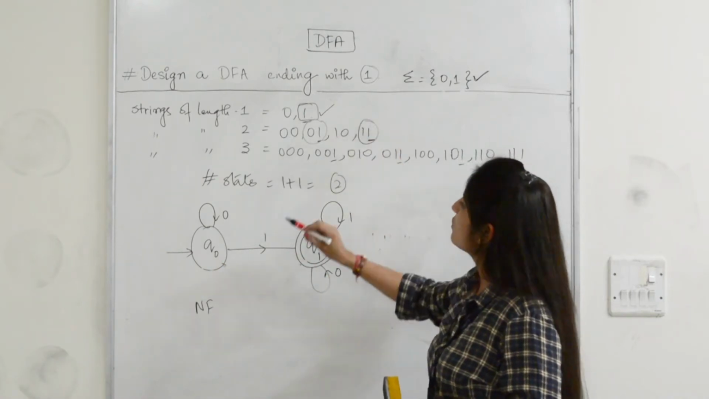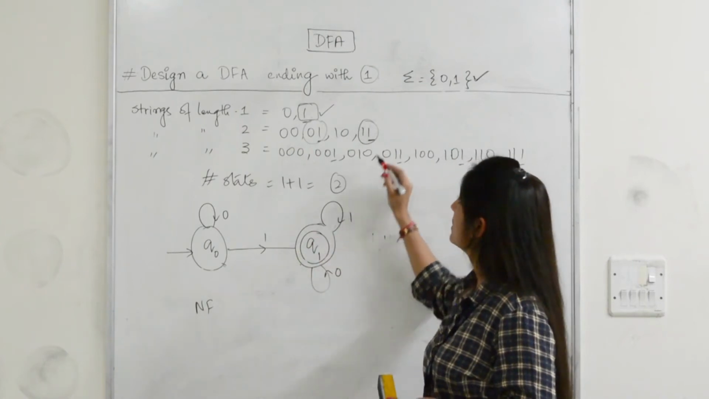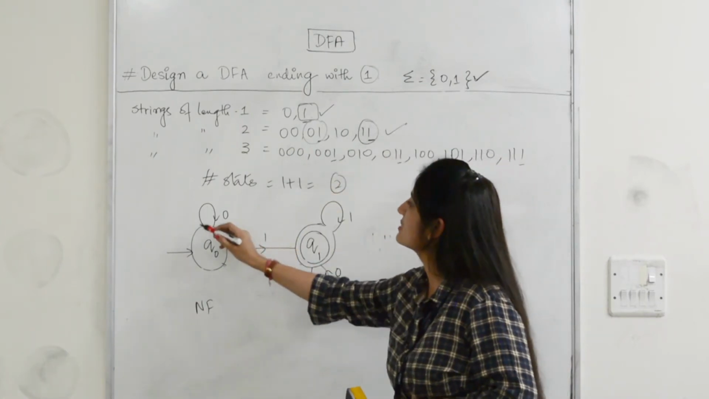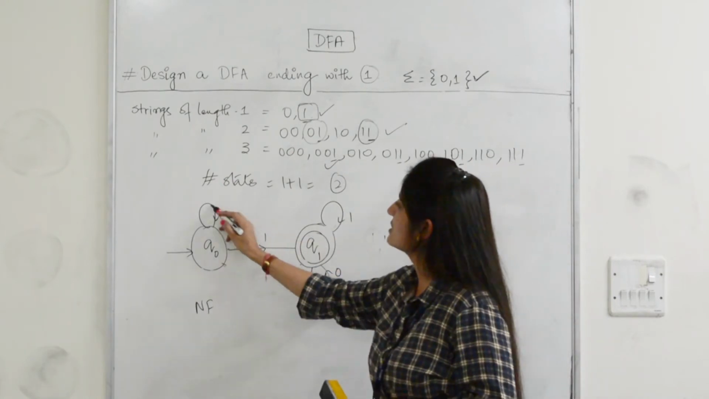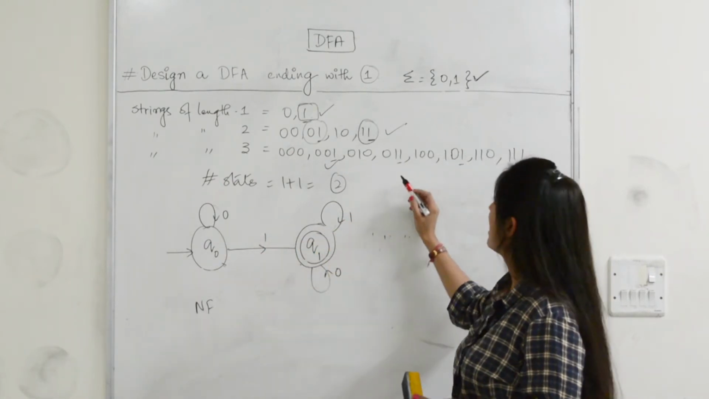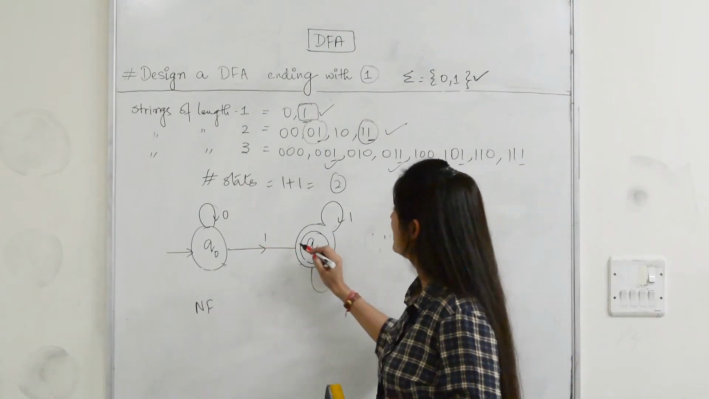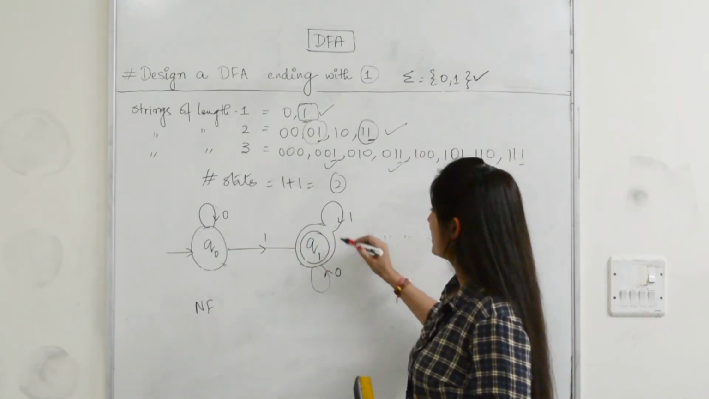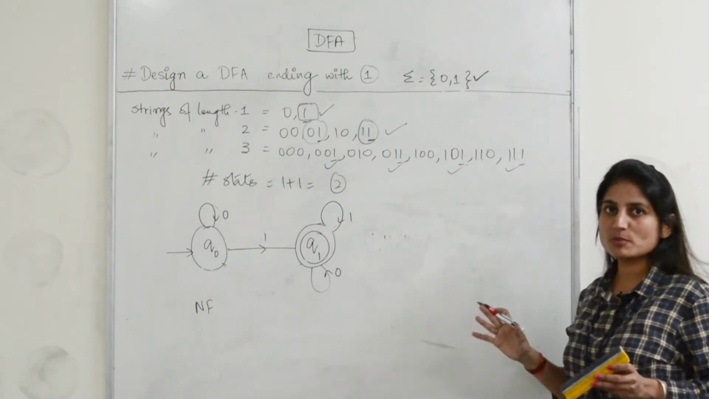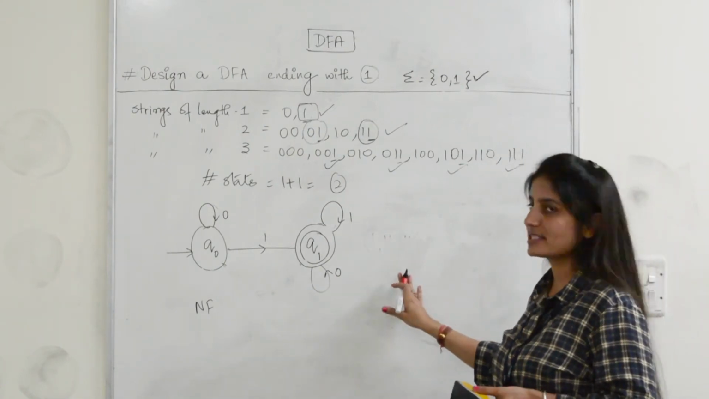Now 1, 1, accepted. 0, 0, 1, accepted. 0, 1, 1, accepted. Then 1, 0, 1, accepted. 1, 1, 1, accepted. So it means all the possible strings which were to be accepted are accepted here.